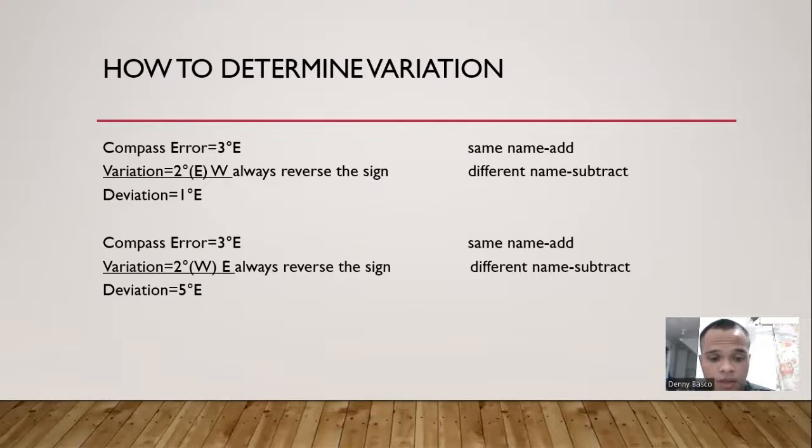The next example is compass error 3 degrees east and variation 2 degrees west. Always reverse the sign of the variation, so the 2 degrees west will become 2 degrees east. They have the same name, so we have to add, and the deviation will be 5 degrees east.